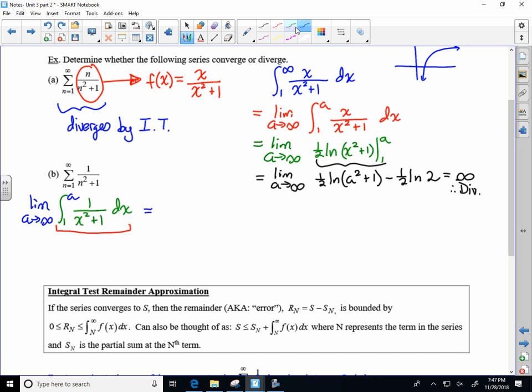I'm going to have the limit as a approaches infinity. And what is the antiderivative of 1 over x squared plus 1? Not ln. Arc tan. Derailed by inverse trig. That's pretty common.